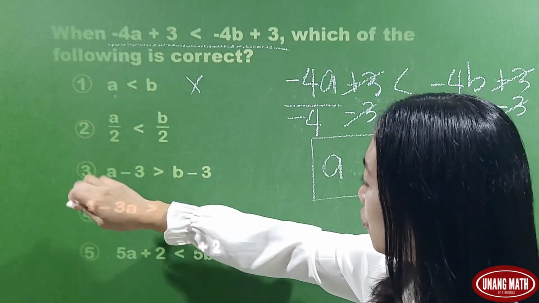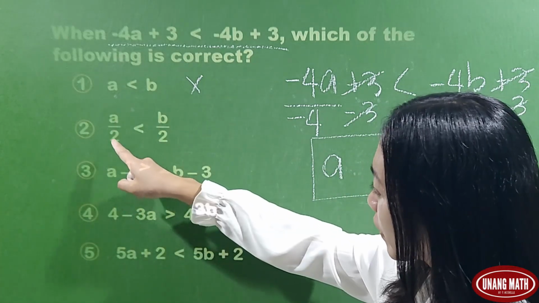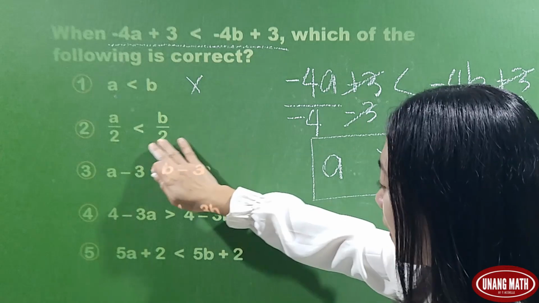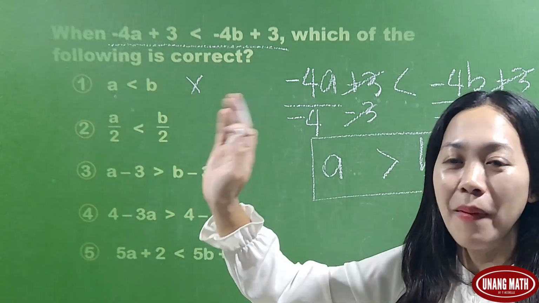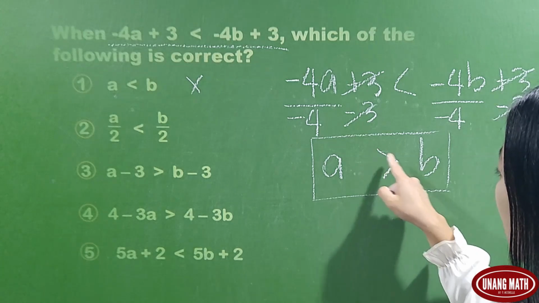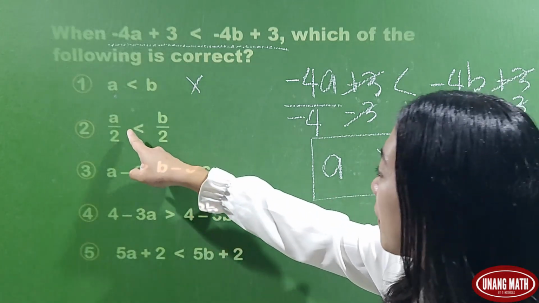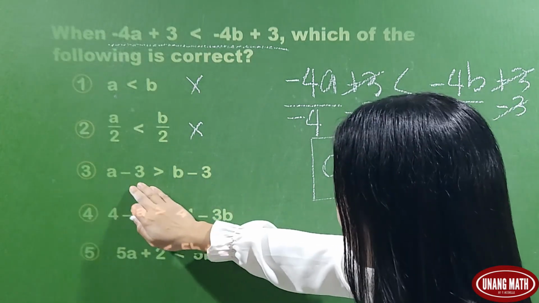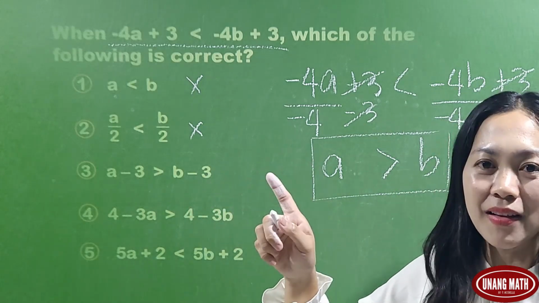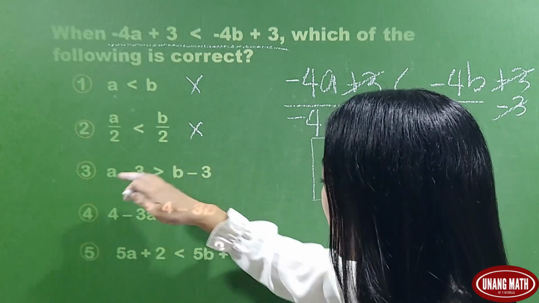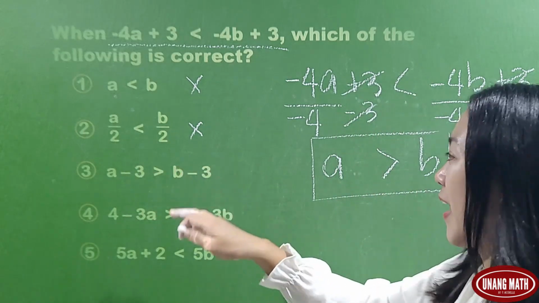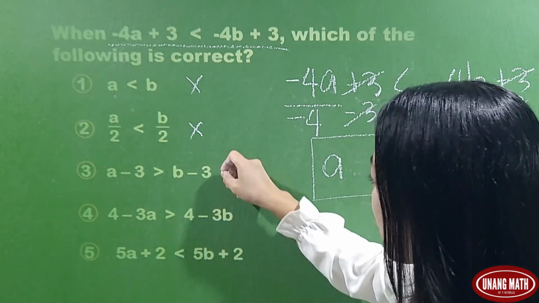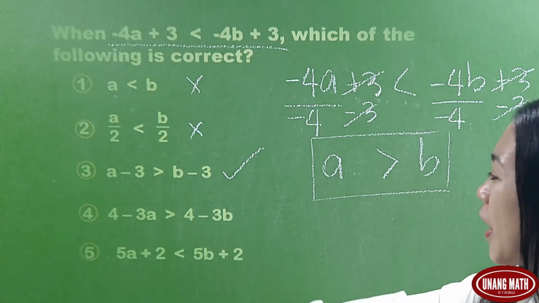Okay, what about number 2? a over 2 is less than b over 2. We divided both sides of the inequality by a positive number, so it means the symbol should be greater than also. But this is less than, so this is not correct. Number 3 is a minus 3 and b minus 3. So we subtracted the same number, 3, on both sides of this inequality, and the sign should stay the same, greater than. So a minus 3 is greater than b minus 3. So this is correct.